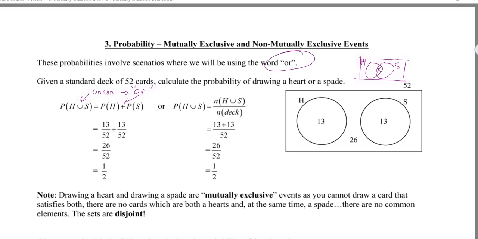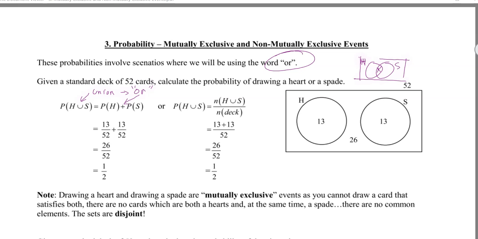So the probability of a heart or spade, and keep in mind, when we're talking about mutually exclusive and non-mutually exclusive, we're talking about doing only one thing. That is, we are drawing one card. So, probability of a heart or a spade is the probability of a heart, which is 13 out of 52, plus the probability of a spade, which is 13 out of 52, which totals 26 out of 52, 1/2, right? 0.5, 50%.